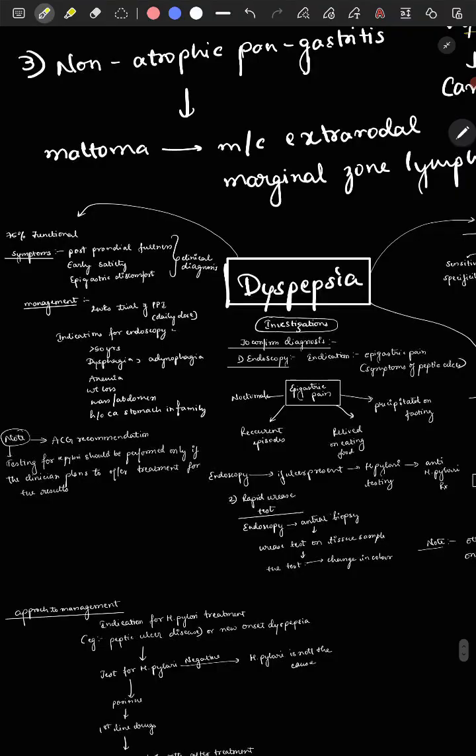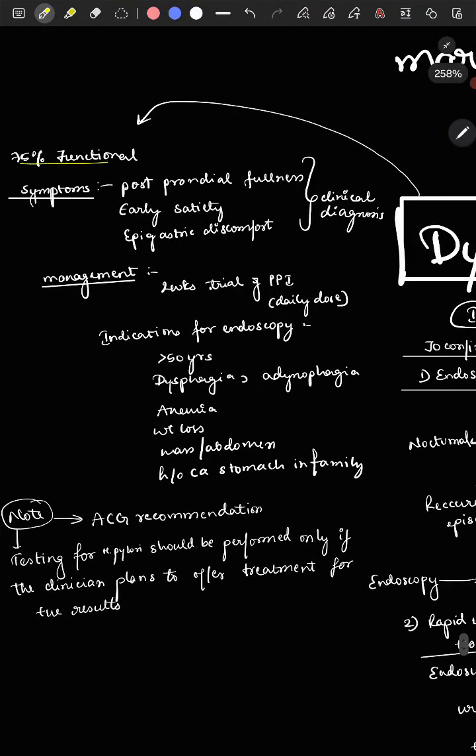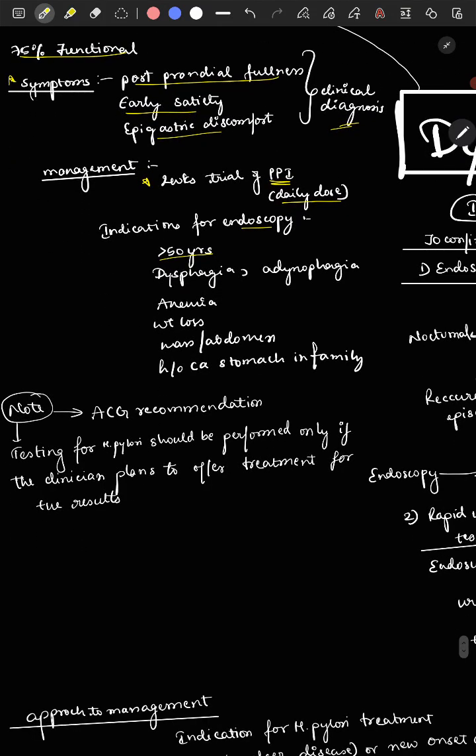Let's talk about dyspepsia. Dyspepsia is 75% functional. The symptoms include postprandial fullness, early satiety, and epigastric discomfort. These are helpful in clinical diagnosis. Management is a 2 weeks trial of daily dose proton pump inhibitors. The indications for endoscopy are age more than 50 years, dysphagia, anemia, weight loss, mass per abdomen, and family history of carcinoma stomach.